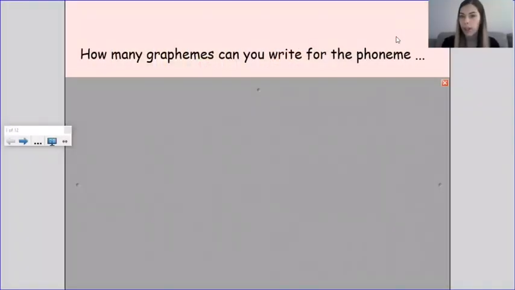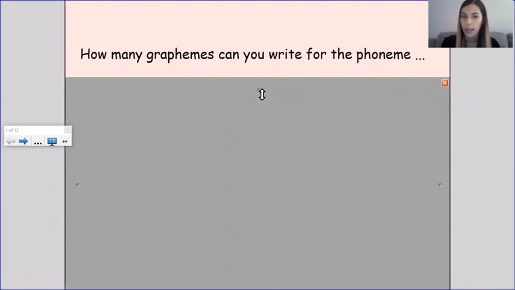Okay, are you ready for our grapheme game today? So I want to see how many graphemes you can think of for the phoneme E. Now there should be quite a lot today, so you might want to pause here and have a think, and then we'll see how many I came up with. Good luck, everyone.